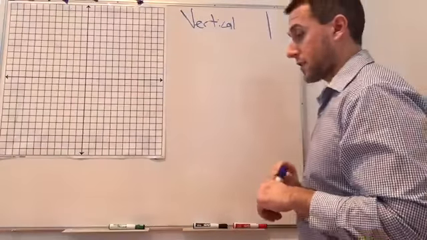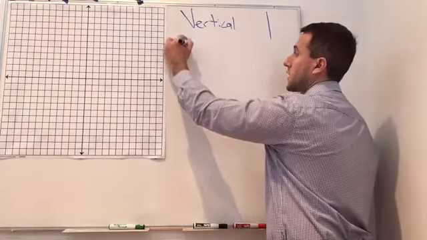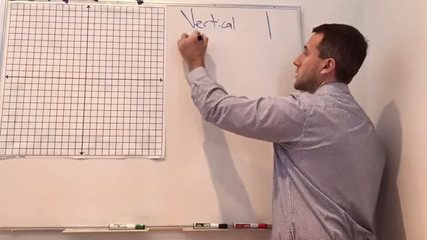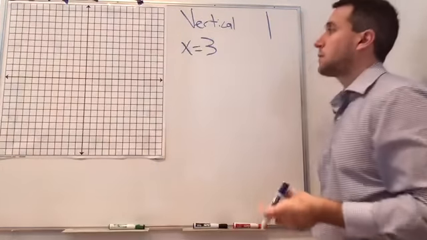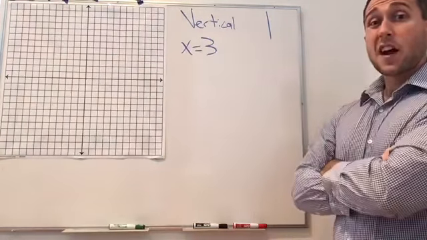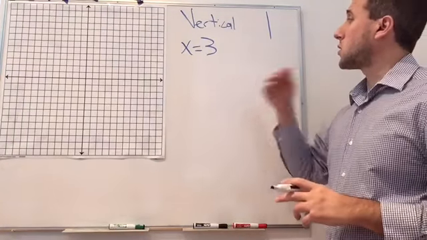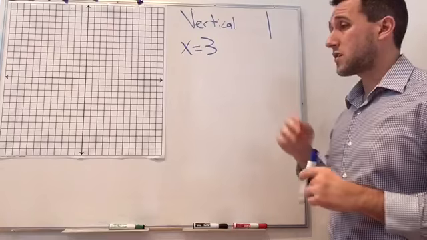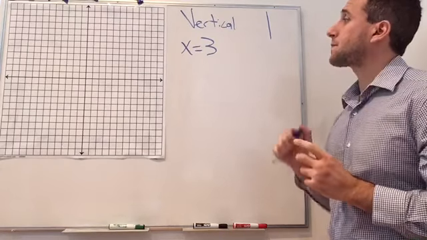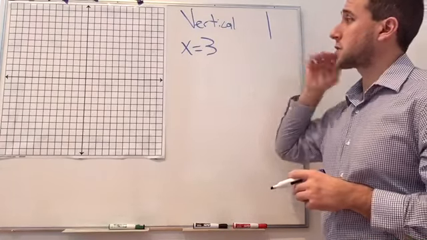You have to think about this for a second. So I'm going to tell you that the equation is x equals 3. That's an equation of a line. I realize it doesn't look like an equation of a line, what we're used to. There's no y, there's no b, there's nothing really. But what it does tell you is that x equals 3.